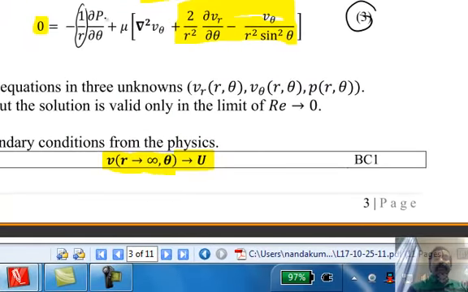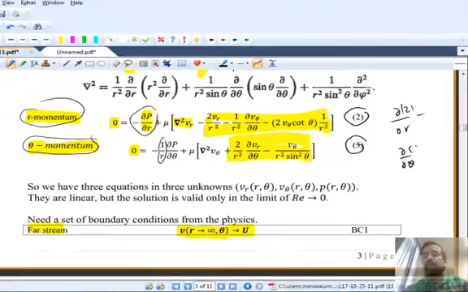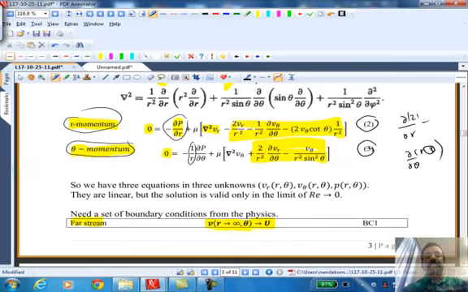Why? Because then I will get d square p dr d theta. And then I'm taking the derivative of this equation with respect to theta. Once again, I will get d square p dr d theta. And I subtract one from the other. So the derivative of equation 2 with respect to r minus the derivative with respect to theta of r times equation 3. That will get rid of the pressure, and you should be able to understand why that happens here. But what would it do to these terms?